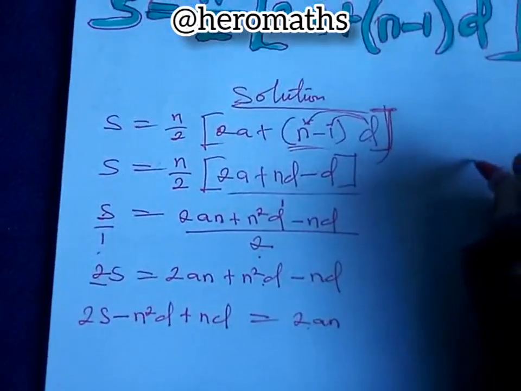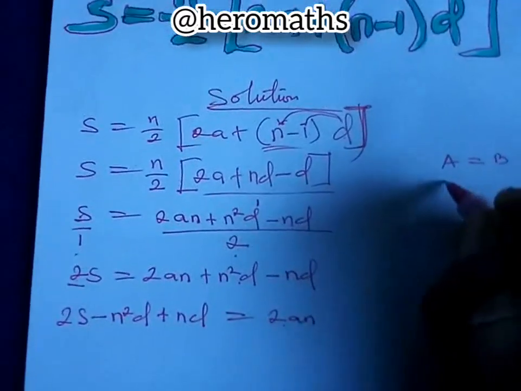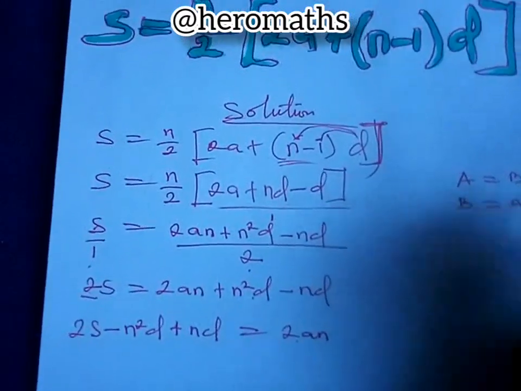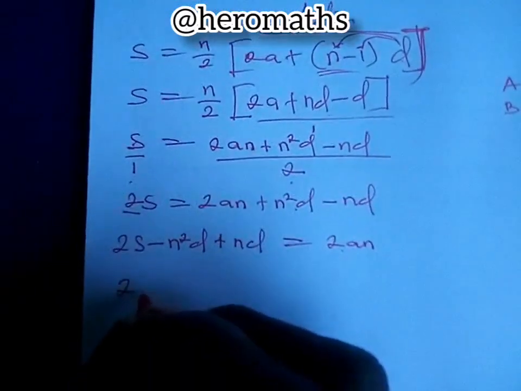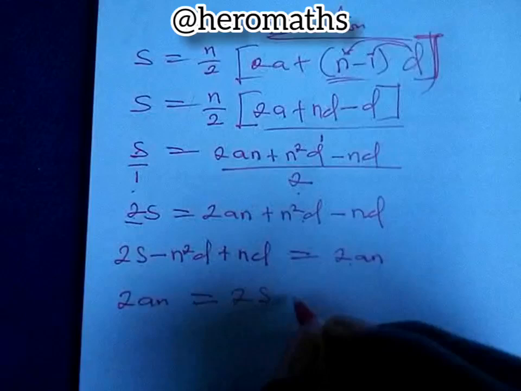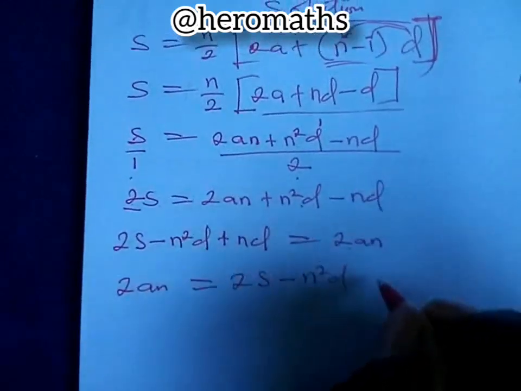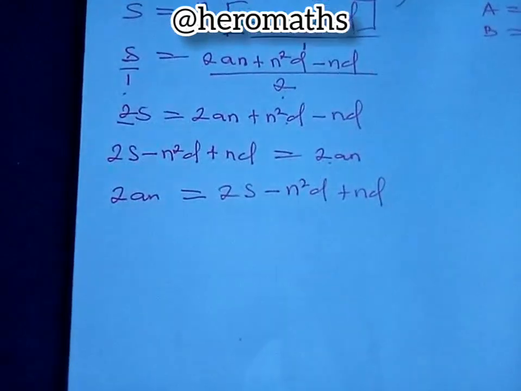It's like they say Mr. A is equal to Mr. B. Is it not still the same thing as Mr. B is equal to Mr. A? Still the same thing. So let us write this as 2an is equal to 2s minus n squared d plus nd. Yeah, that is that for that.